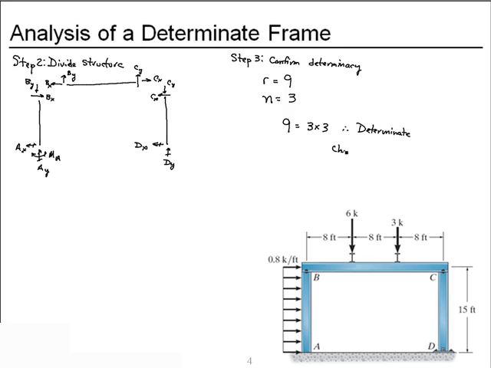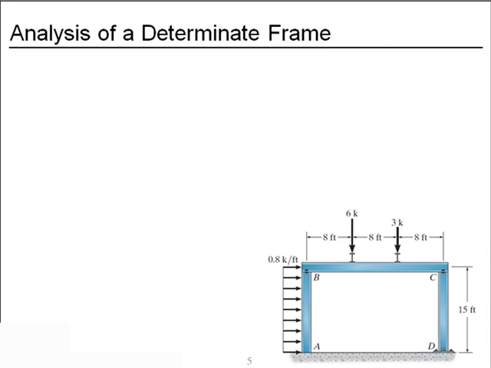Now we need to check the reactions to make sure it's stable. They're not all parallel. Good. And they're not all concurrent. Good. So our assessment is correct. It's a determinate frame, and we can proceed with the analysis. Step 4. Apply equilibrium.